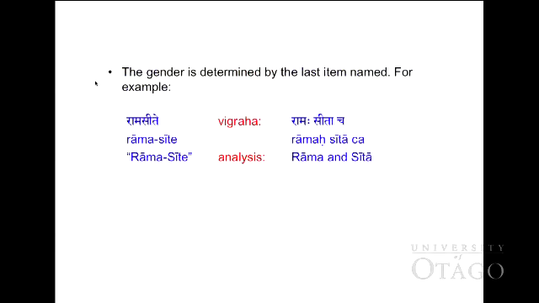The gender is determined by the last item, such as Rama, Sita. So Rama is masculine, Sita is feminine, so declined in the dual. It is nominative dual feminine, so it changes to Site. So it should be Rama-Site. Rama Sita cha. Rama and Sita.